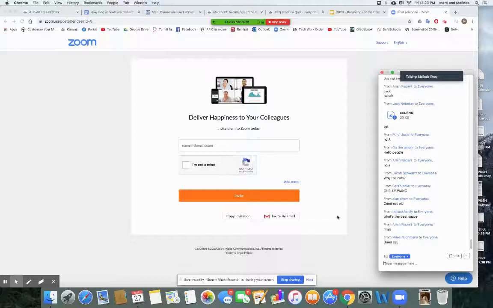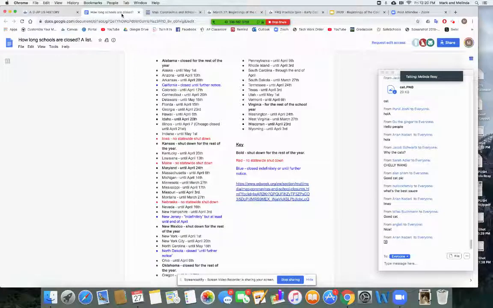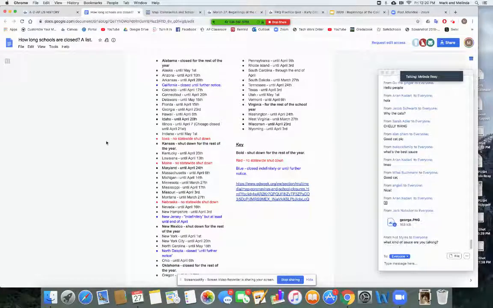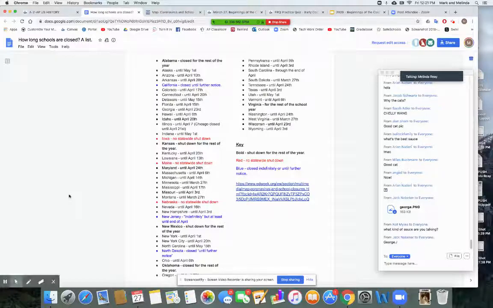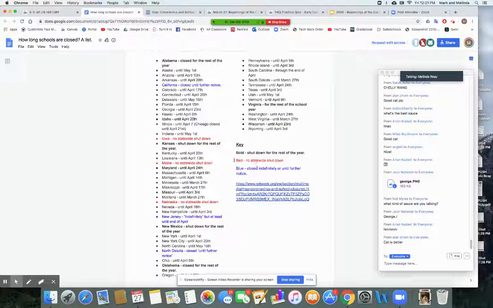So I wanted to show you some really cool stuff just in general. I have had a lot of people ask about closures and what we compare to everybody else. A whole bunch of my teacher friends put this together. This is all the states in the United States and where everything is closed until. Everything in blue is closed until further notice. All the red ones have not closed, and all the bold ones are shut down for the rest of the year.